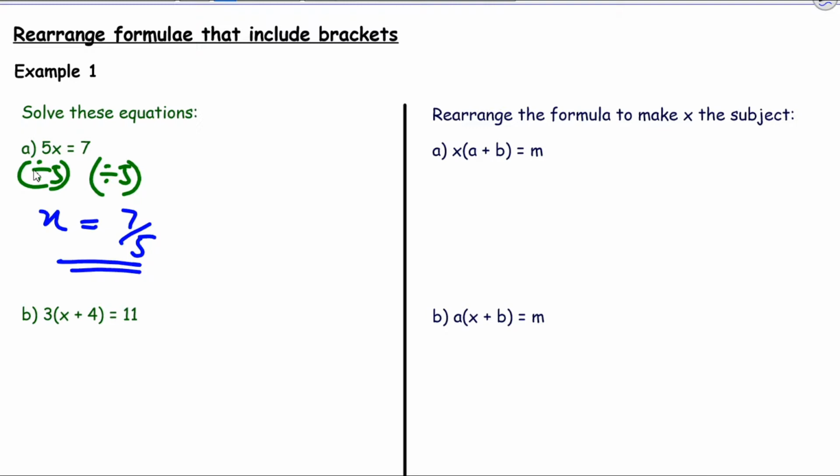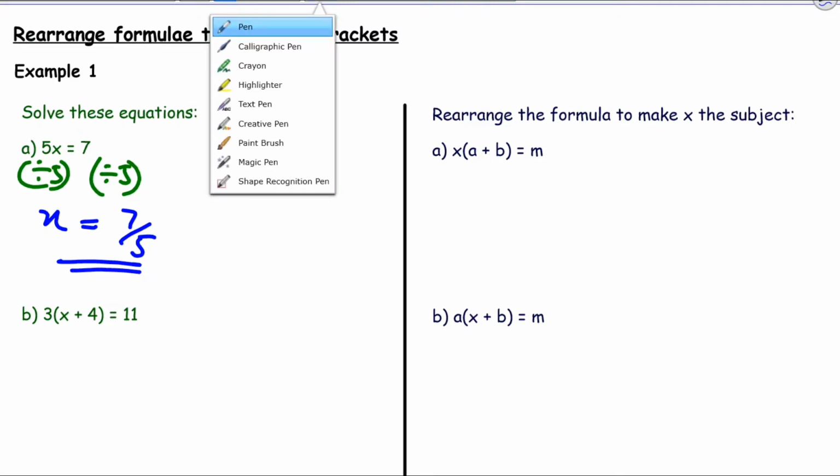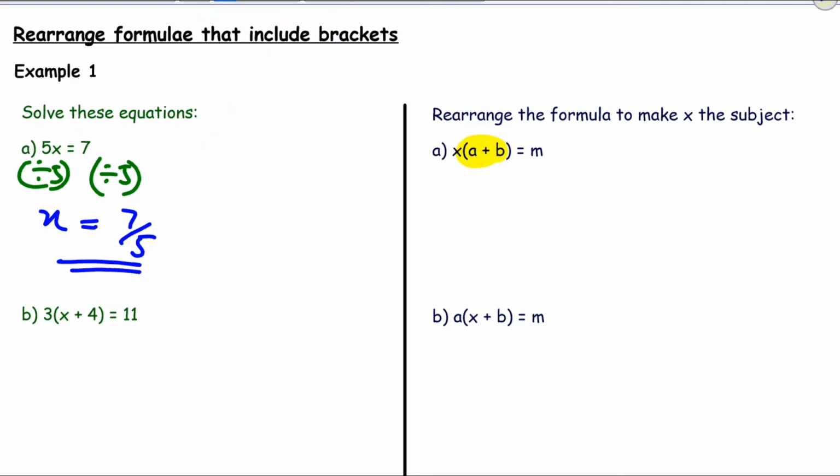One thing that you need to notice is that a plus b is a factor. So a plus b here is a factor that has been multiplied by x. Now the opposite of multiplying by a plus b is dividing by a plus b. So basically what you're going to do here is divide by a plus b on the left and divide by a plus b on the right.